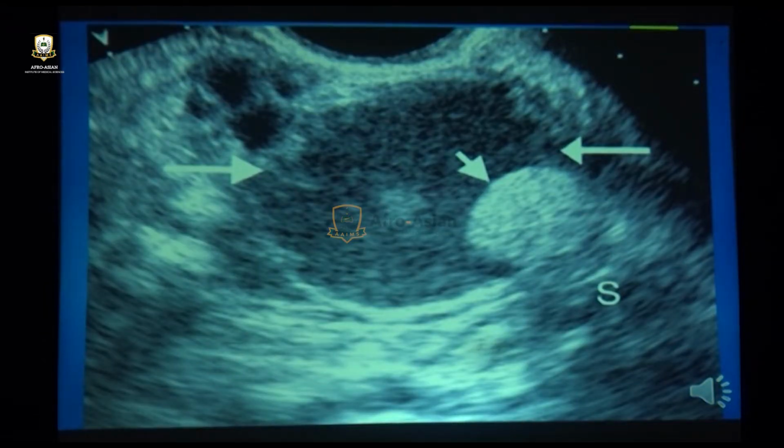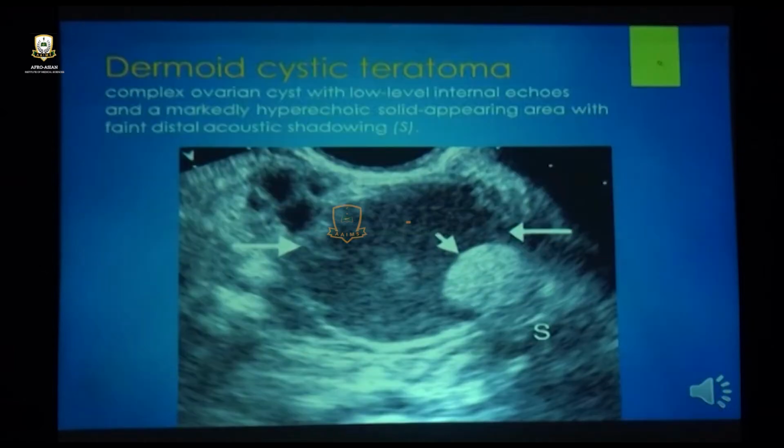Another ovarian cystic mass, you can see turbid content and an intensely echogenic portion in it. This one. This is typical of a dermoid cyst, which is a complex ovarian cyst with low level internal echoes and a markedly hyperechoic solid appearing area with faint distal acoustic shadowing.